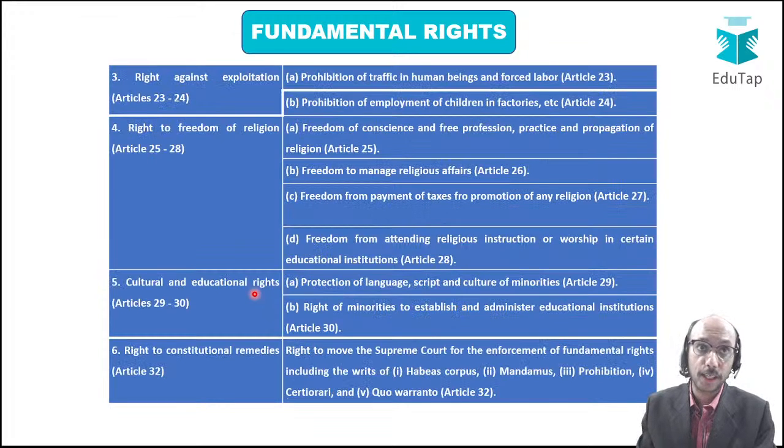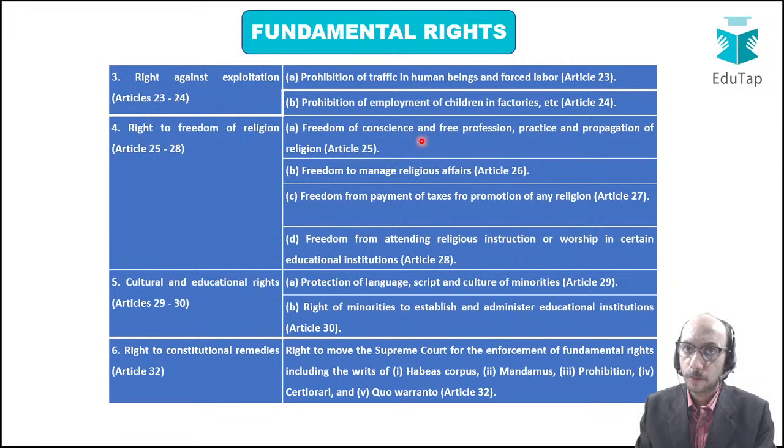Right. Moving ahead, right against exploitation. It covers basically two types of rights, Articles 23 and 24. Article 23 says prohibition of traffic in human beings and forced labor. Article 24 prohibits employment of children in factories, etc. So both these two articles are related to right against exploitation. Then there is right to freedom of religion. So you have Articles 25, 26, 27, 28, which talk about right to freedom of religion.